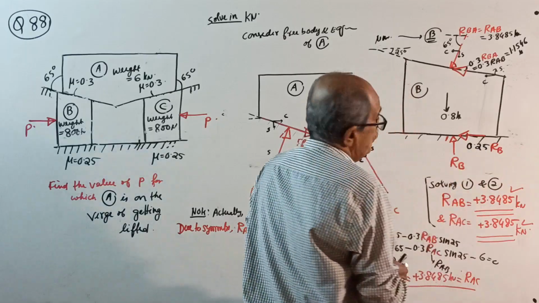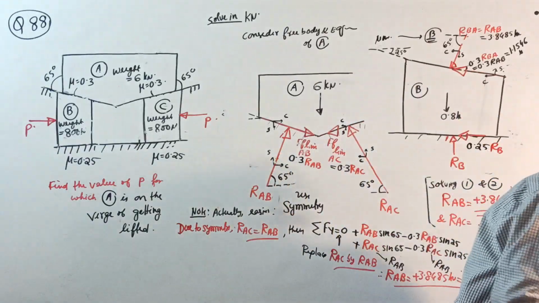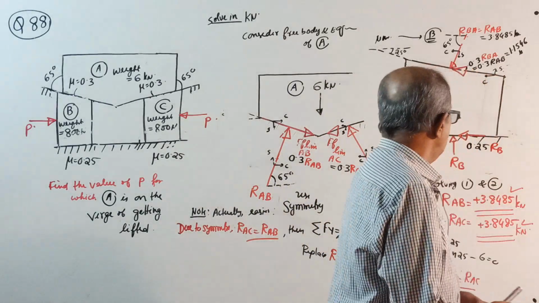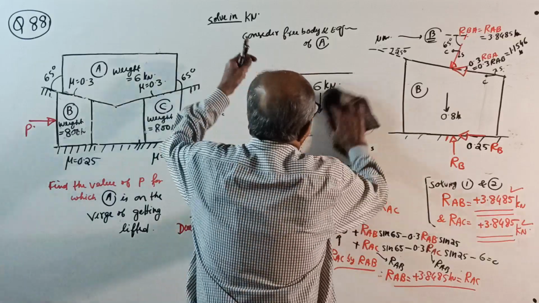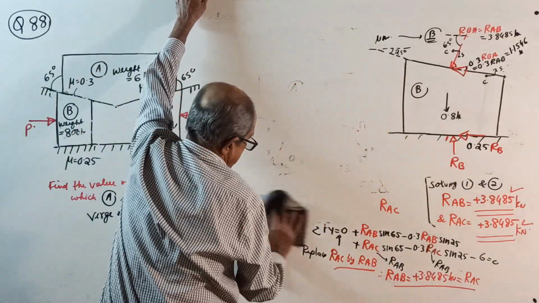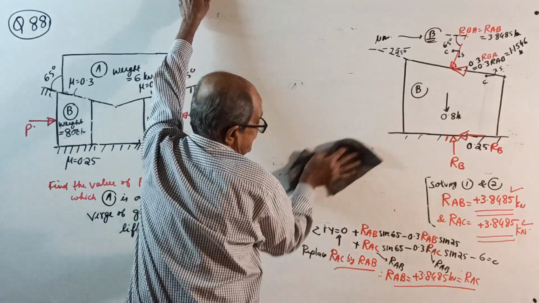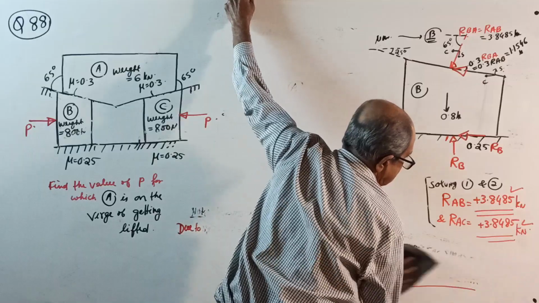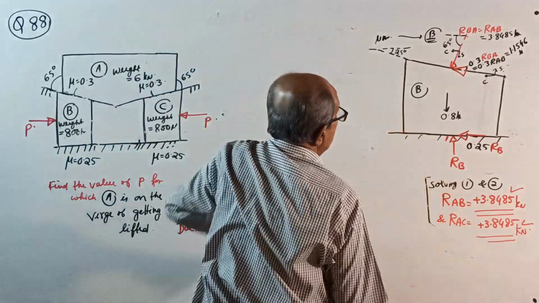Okay, free body over. You can take either free body of B or free body of C. Both are the same. I will remove this one now and solve the question. Don't look at the other things now. Okay, now, start.